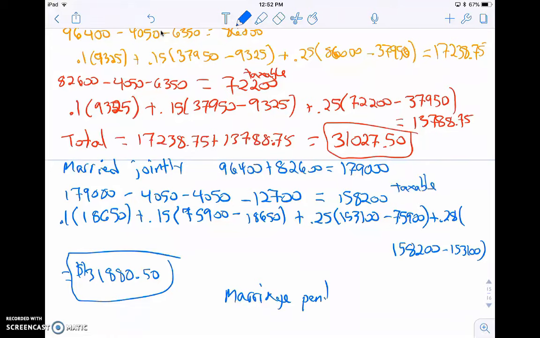So if we compare the two, they actually have a tax penalty, or a marriage penalty. Because notice when they were filing as singles, it was $31,027.50. Here it's $31,880. So they had to pay more money in taxes when they were married, and so there was what we call a marriage penalty. They ended up paying more money when they were married.